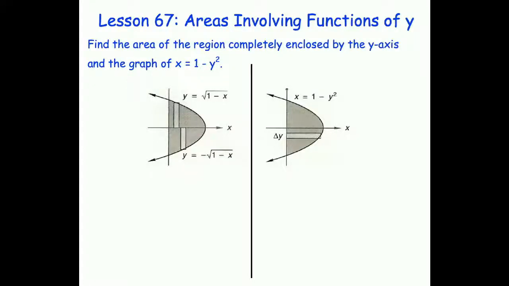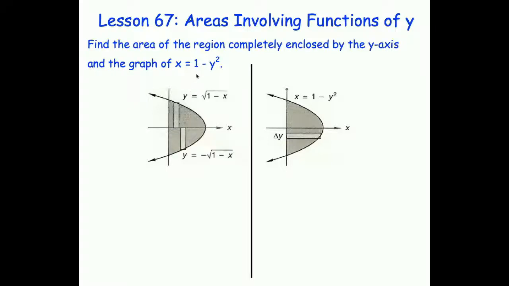Lesson 67 deals again with finding areas, but this time we're going to have areas involving functions of y. So we are going to have our equations or relations written out in x equals something with y in it rather than y equals form. So our first example, we're going to show why this is sometimes helpful.